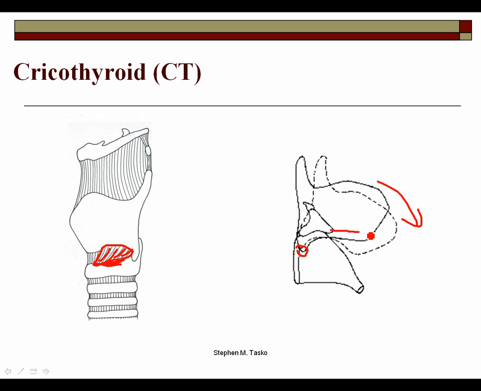What it tends to do is stretch and thin the vocal fold by making it longer and thinner, and actually increases the vibratory frequency of the vocal folds. So it's often referred to as a pitch regulating muscle, but it really truly is a combined action of the cricothyroid and thyroarytenoid that are involved in modulating pitch or fundamental frequency.